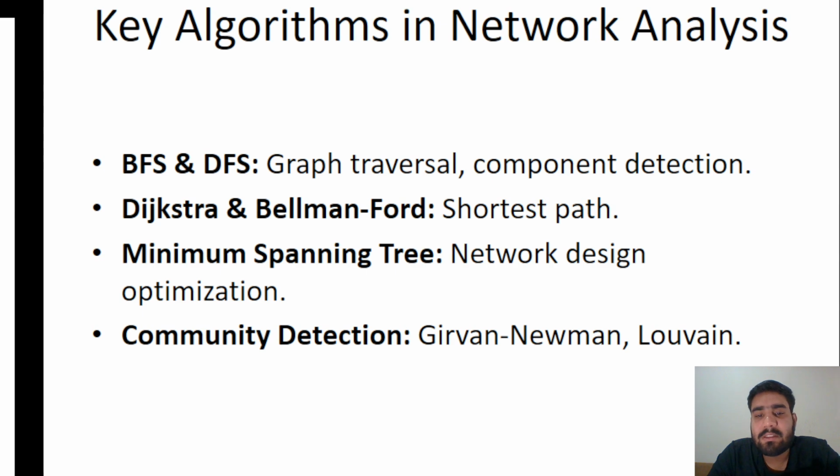Then the Dijkstra and Bellman-Ford algorithms help us to find the shortest path between two points, like Google Maps finding the shortest path between two places. Then minimum spanning tree, like the Kruskal or Prim algorithm, shows how to build a low-cost network, like connecting cities with the least total road length. And community detection helps us to find groups or clusters in a network, like a group of friends or topics, etc.